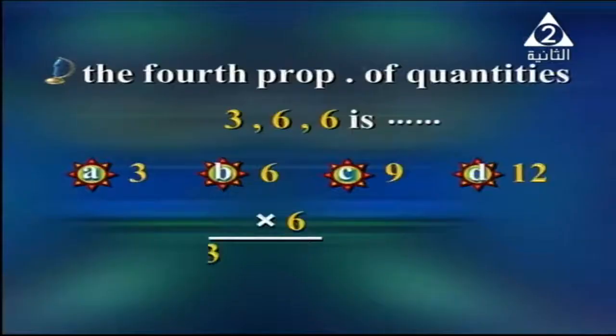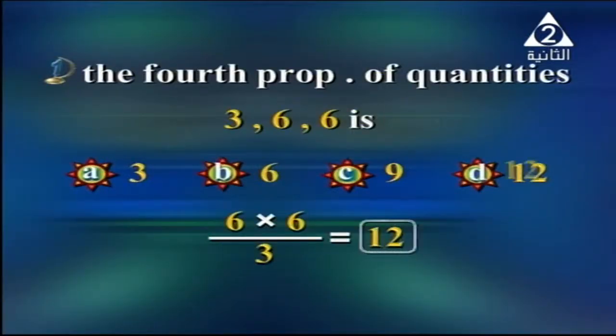But in this question, we need the middle proportion. What is the middle proportion? 6. 6 is the middle. Why? Because the second and the third is 6. So we directly say, Yusuf, 3 over 6 equals 6 over x. Then x equals what? 6 times 6 over 3. Then the result equals 12. Another question?